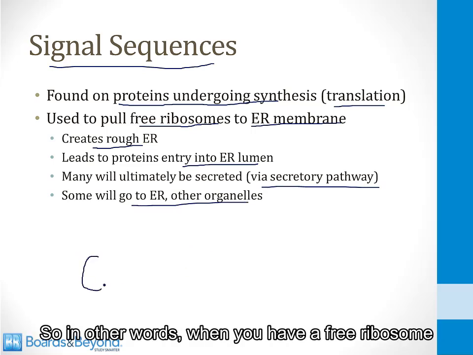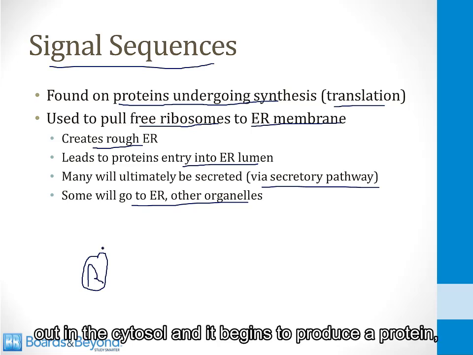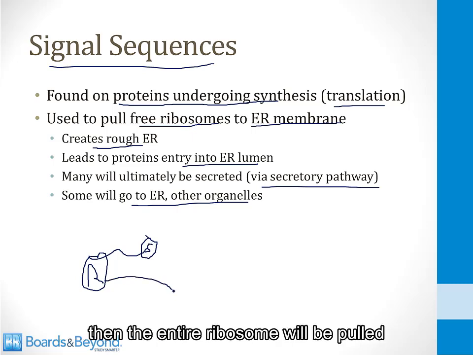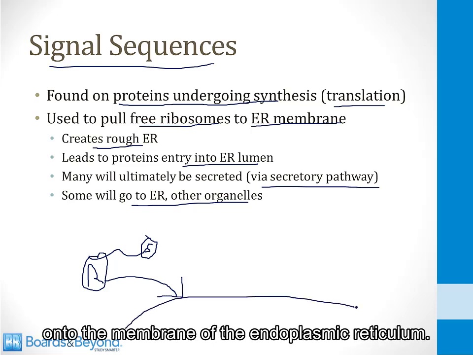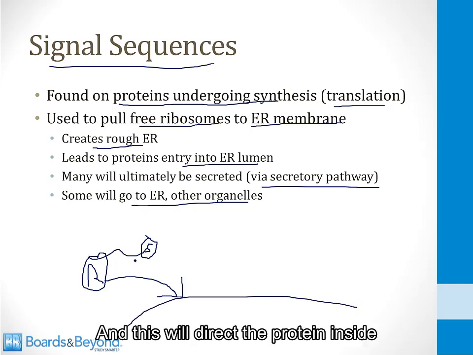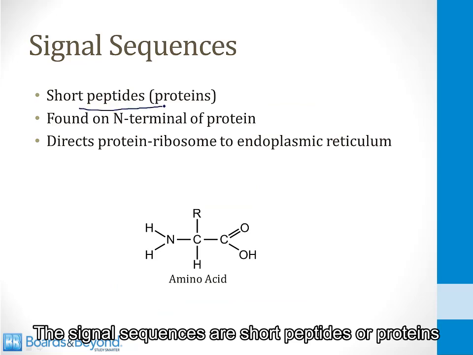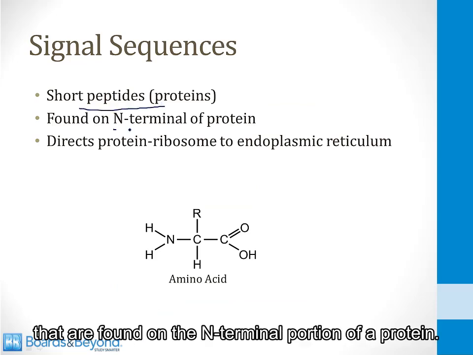So in other words, when you have a free ribosome out in the cytosol, and it begins to produce a protein, if that protein has a little signal sequence on it, then the entire ribosome will be pulled onto the membrane of the endoplasmic reticulum, and this will direct the protein inside the lumen of the endoplasmic reticulum. These signal sequences are short peptides or proteins. They're found on the N-terminal portion of a protein.